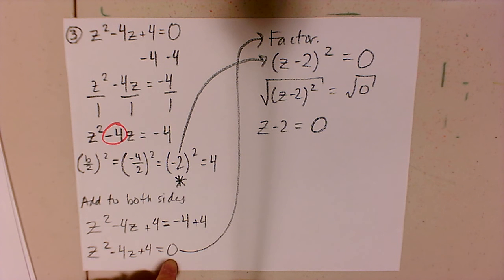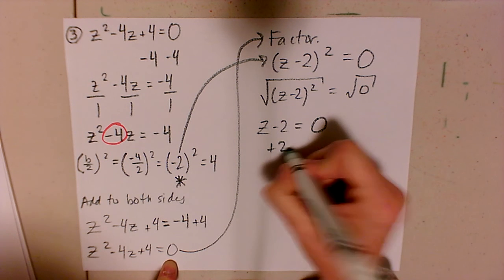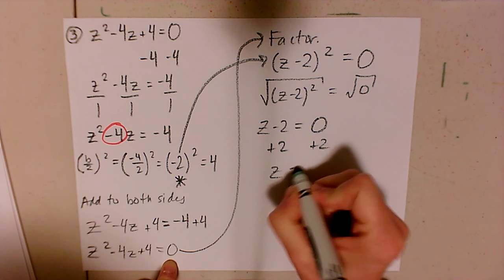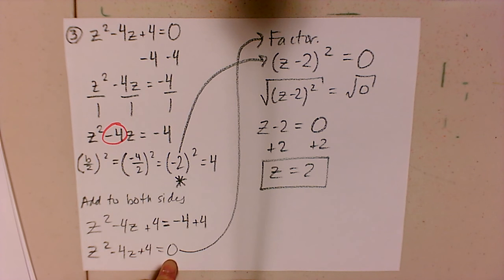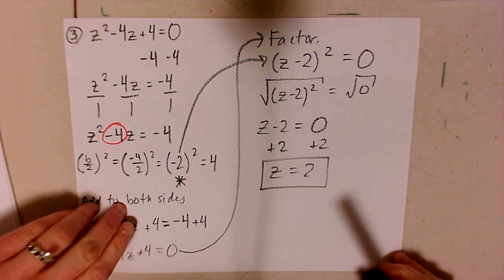So in this case, because it's just 0, we don't have a plus or minus, so we're only going to get one answer. And so z is just 2. Okay, so just one answer there, but it works out nicely. Alright, let's go on to number 4.